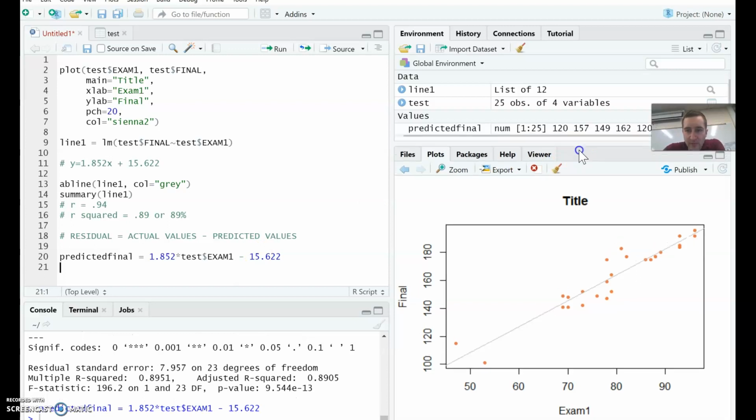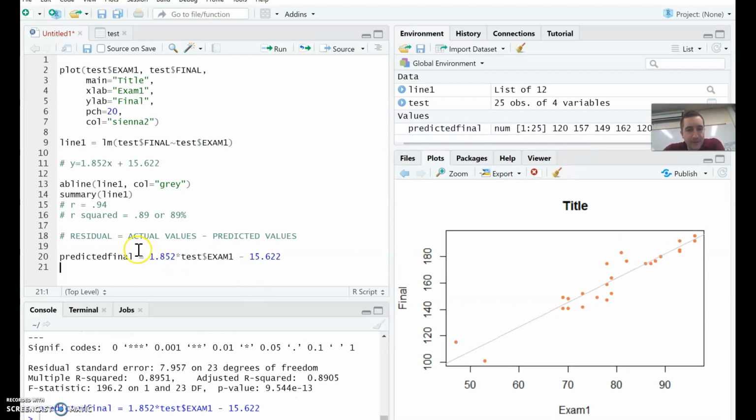There it is up there. What did we just do? Well, this equation is specific to this graph. And what this tells us is that your x value, which is the exam 1 score, if you multiply the exam 1 score by 1.852 and you add 15 to it, you will get your predicted final exam score.